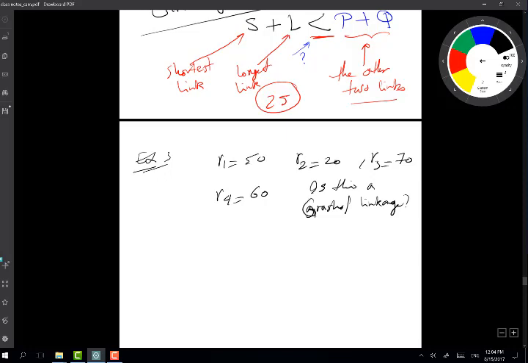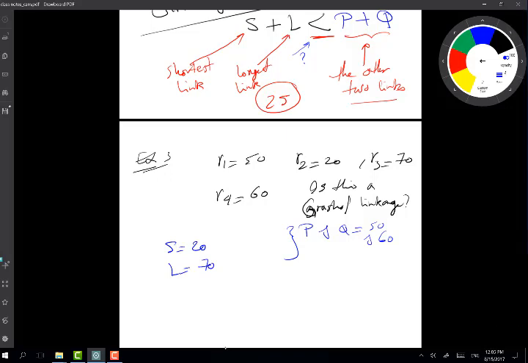And you go, all right, it's really simple. The check is very simple. The shortest is 20, the longest is 70, and the other two are P and Q, 50 and 60. I don't know which one is P and which one is Q, and it doesn't matter at all. Anyone is fine.